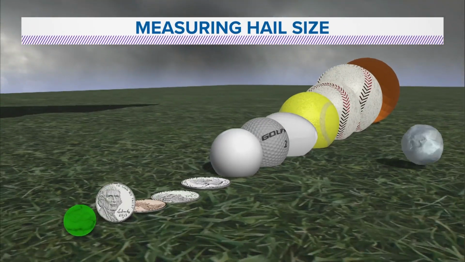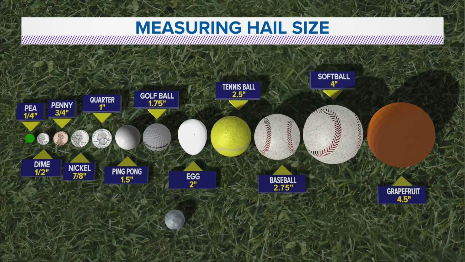Now, as in the size of hailstones, they can vary. They can be as small as a 1/4 inch in diameter, which is the size of a pea, all the way up to 4.5 inches in diameter or even greater. In fact, back in the 1800s, Iowa saw a 5.5 inch hailstone, but that is an unofficial record.